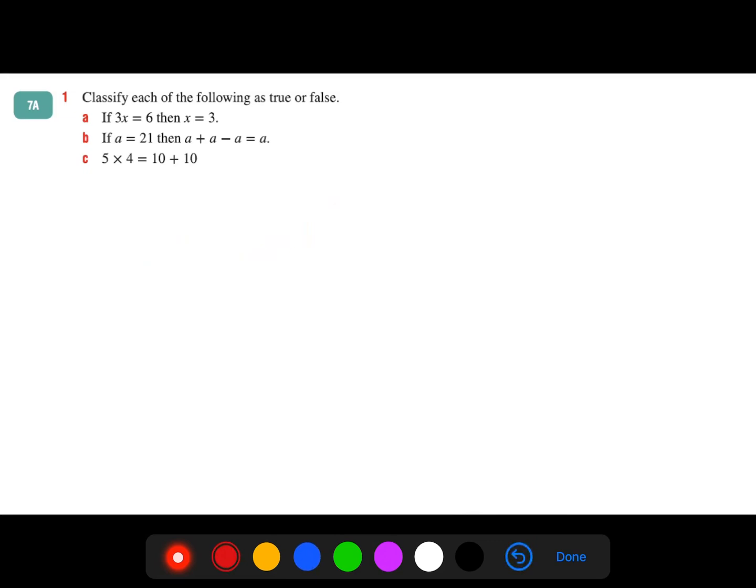So for A, if 3x is equal to 6, then x is equal to 3. So it says that when x is equal to 3, it will make this equation true. If I sub 3 into the equation, I would get 3 times 3, which is equal to 9. But the original equation says that I will get 6. So I'll get two different answers.